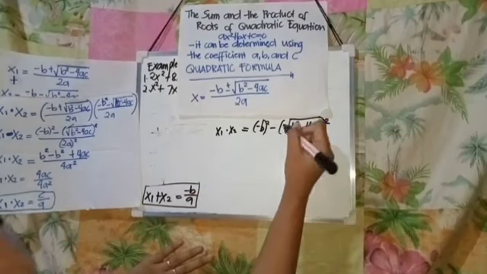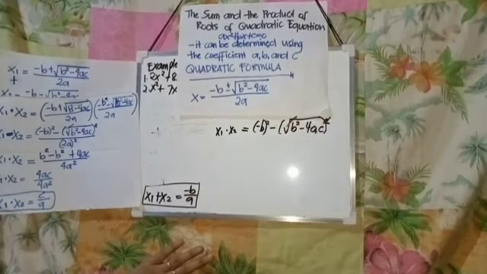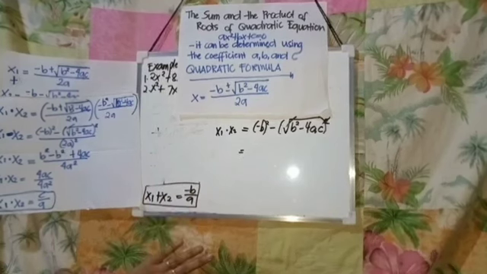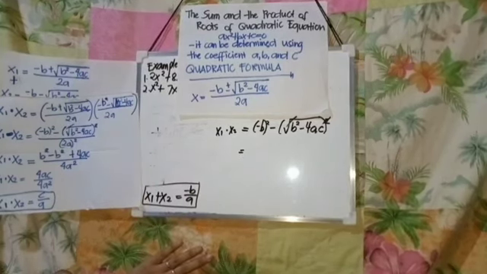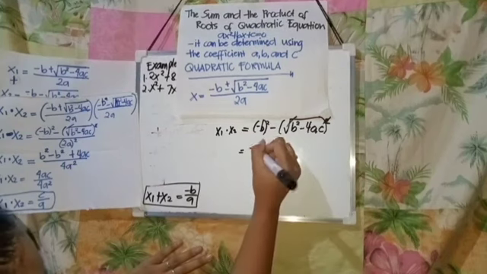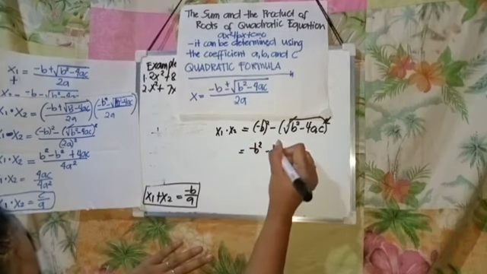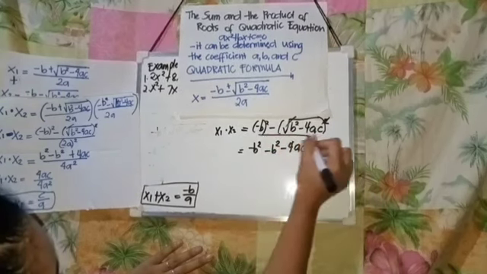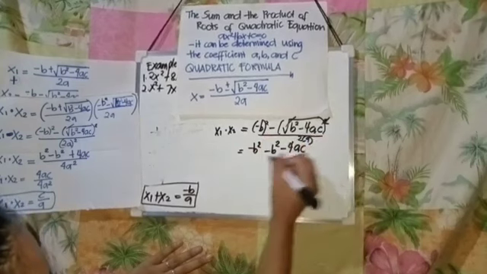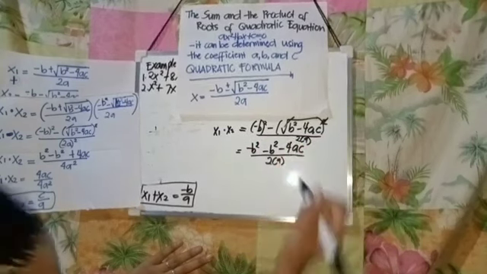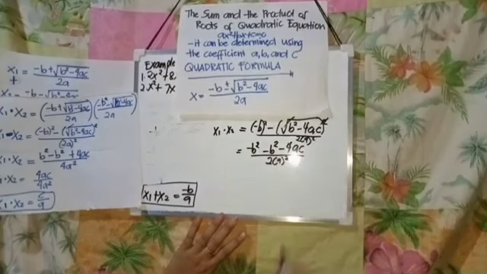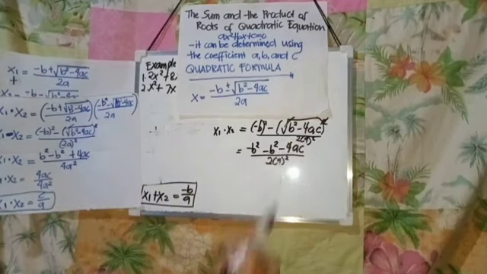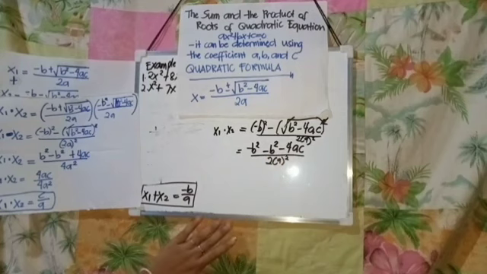To do that, we cancel out the square root sign. So the remainder will be b squared minus b squared minus 4ac. Don't forget the denominator 2a. 2a is squared. Since it has 2a, then 2a squared will become 4a squared.